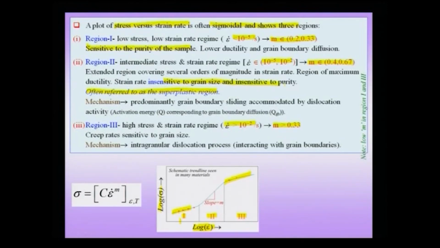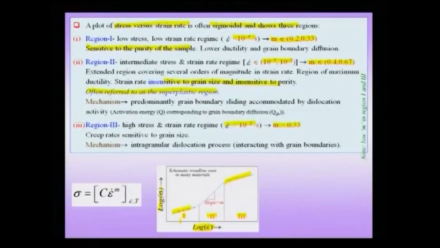When I am saying sensitive, it implies that there is a dependence, but it is not sensitive. In region 3, for instance, again the material is not that sensitive, it becomes again sensitive to the purity of the sample. Now, the underlying mechanism, for instance, could be grain boundary diffusion as in the case of region 1.